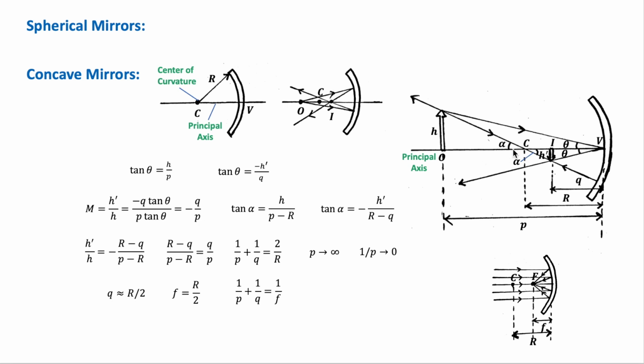And also, if we use this right triangle here and this small right triangle here, we can see that tan alpha is equal to h over p minus R. So this distance is p minus R, and also is equal to minus h' over R minus q. And if we equate them and we substitute for h' over h, we get this equation, and it gives 1 over p plus 1 over q is equal to 2 over R, and this is known as the mirror equation. And it applies only in the paraxial ray simplification model, okay?